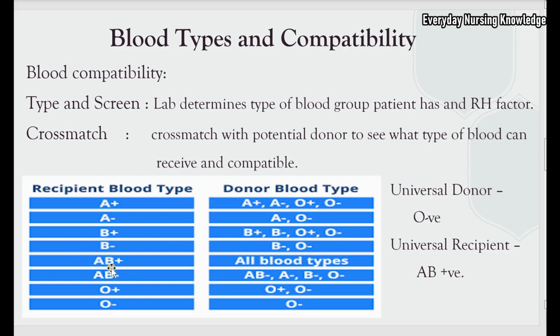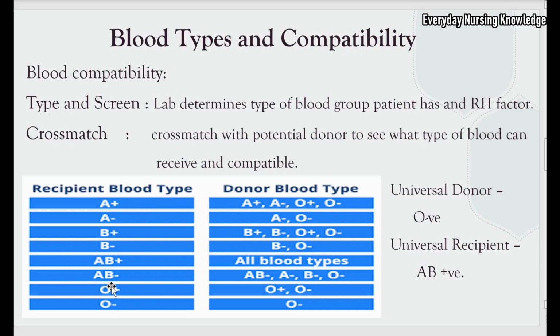Now AB positive. So AB has both antigens A and B on the surface of red blood cells, but in their plasma it doesn't have any antibody, so transfusion reaction will not happen. As a result, it can receive blood from all blood types. Since it is positive, it can receive blood from positive and negative blood groups.